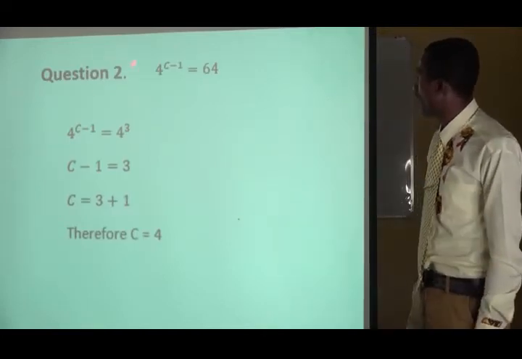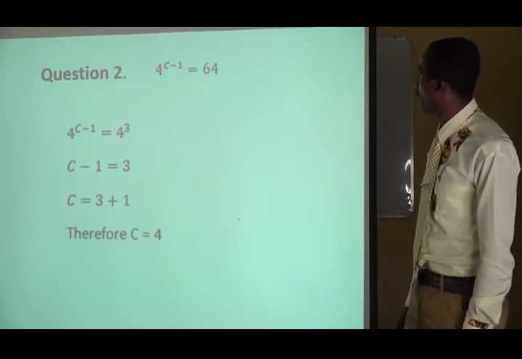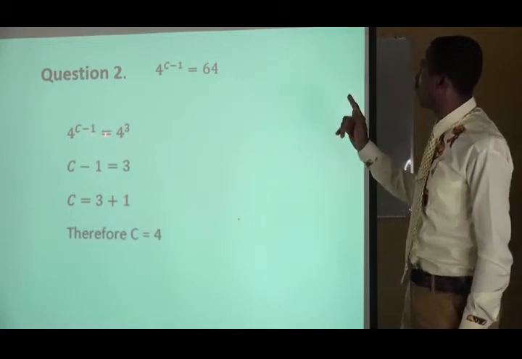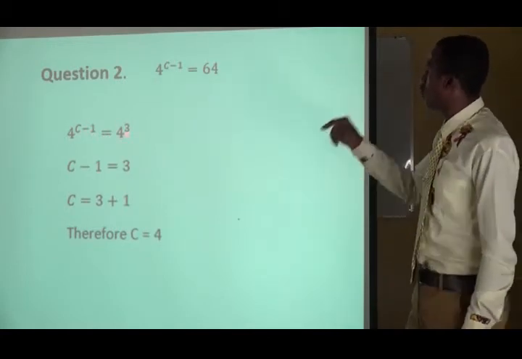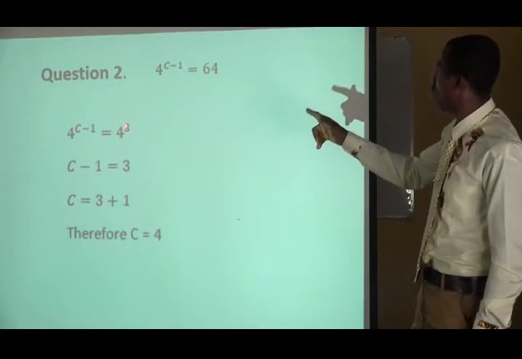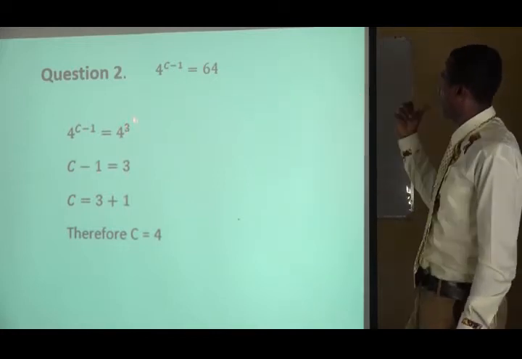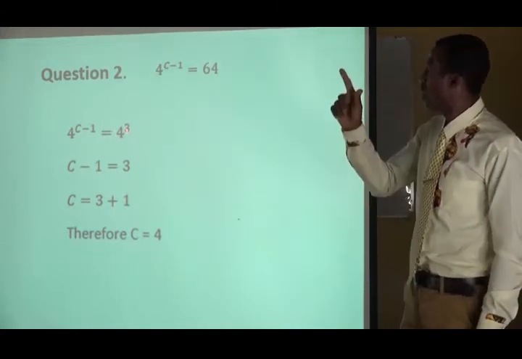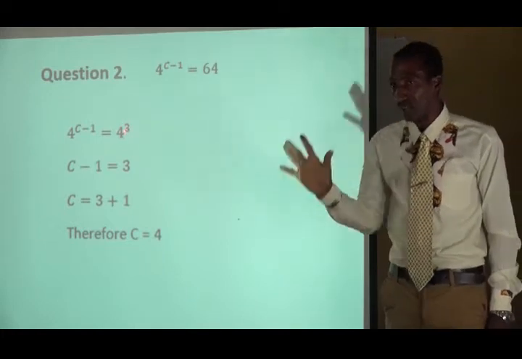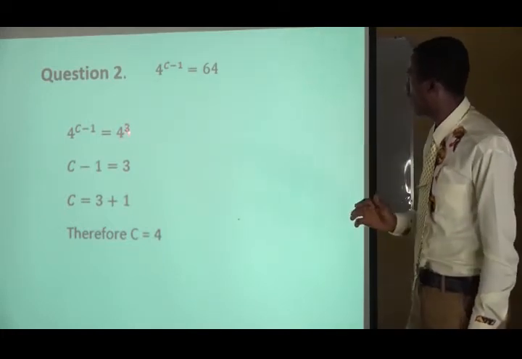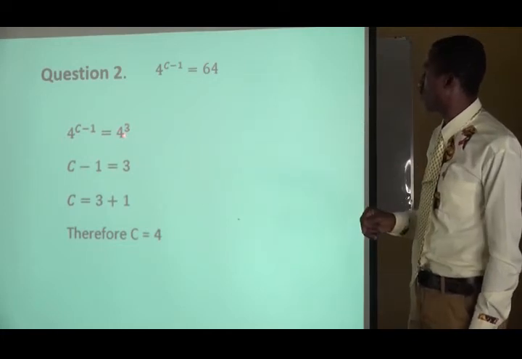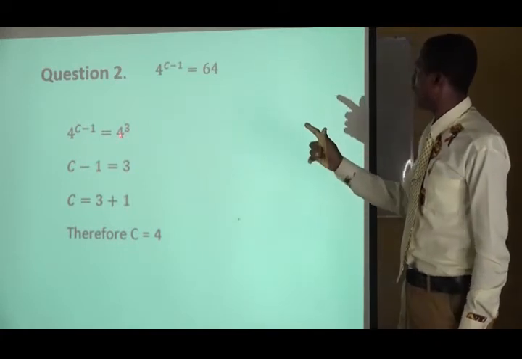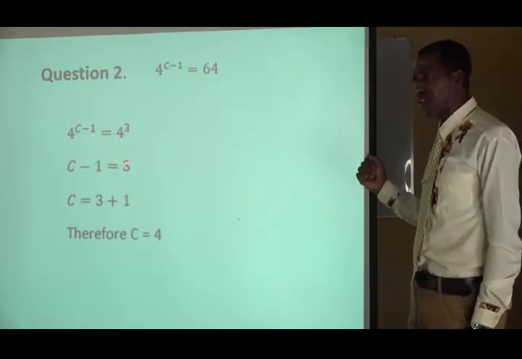Question number 2. 4 to the power of c minus 1 equals 64. Left-hand side, 4 to the power of c minus 1. The right-hand side, which is 64, can be expressed in an index form as 4 to the power of 3. That is 4 times 4 times 4 gives 64. So that gives us now 4 to the power of c minus 1 equals 4 to the power of 3. And of course, 4 and 4 is gone. You are left with c minus 1 equals 3.